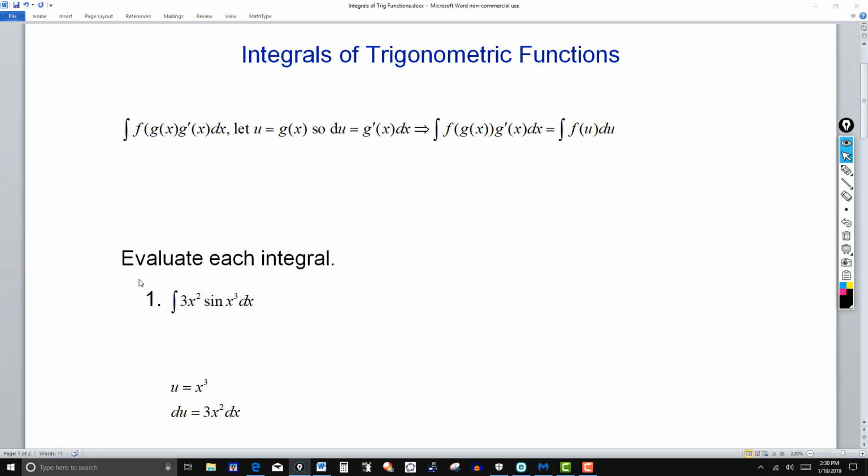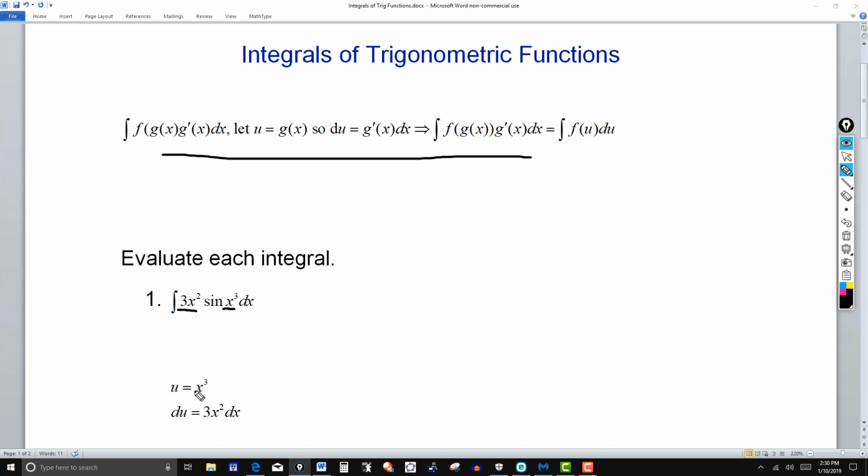You've got to evaluate the integral of 3x squared sine x cubed dx. So again, you look at the x cubed right here, and you see here you have a 3x squared. That's the derivative of x to the third. So this is basically the format up here. Now, if this 3 wasn't there, you could still do the setup. It's still going to work as long as you have a constant there. Now, if there's another function of x, that's a different story. But in this case, we're going to let u equal x cubed.